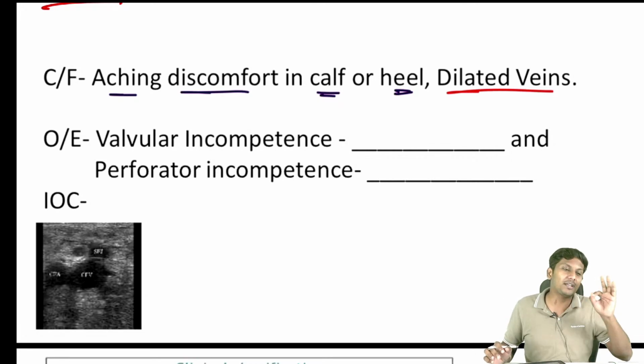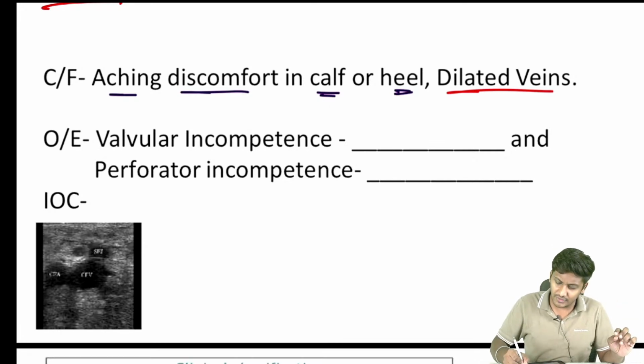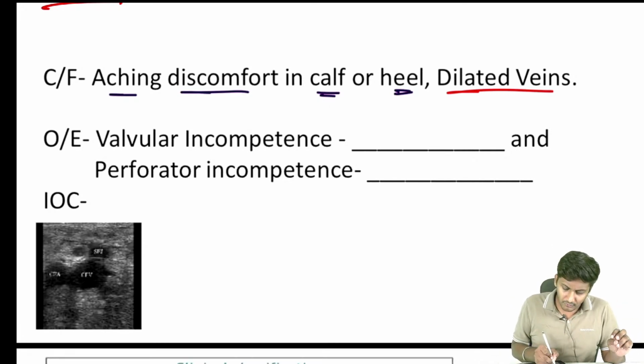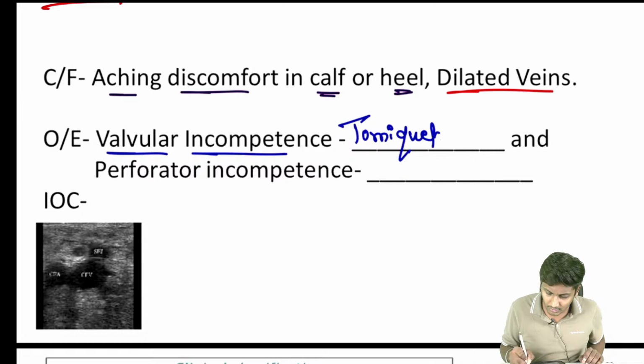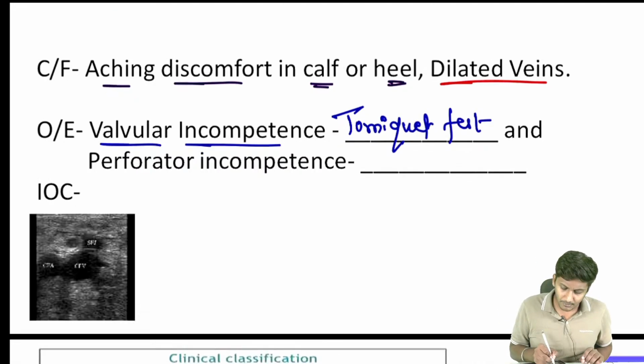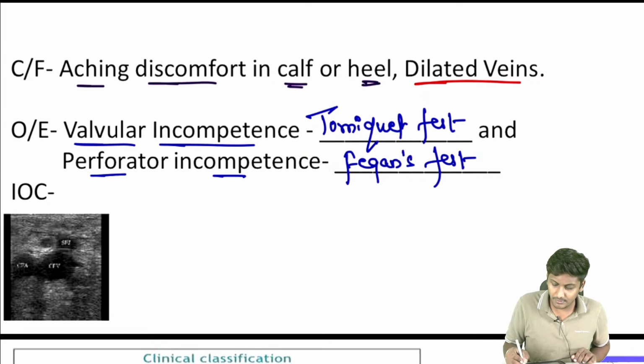More important is to remember the name of the test. Once you have understood it, that's more important for me. Valvular incompetence, बच्चे, for that the test that we did was known as the tourniquet test. Whereas for perforator incompetence, the test that we did was known as the Fagan's test. Okay, remember the name of the test. ठीक है, दोनों टेस्ट के नाम कम से कम याद रख लो.